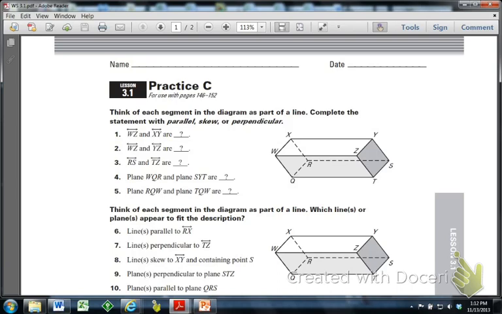So as I look at number 2, it says WZ and YZ are what? So I look at WZ. I might even draw a line like that and look at YZ. Looks to me like those are parallel, perpendicular, or skew. I'm going to say perpendicular. So that's what I'm going to do right there for that one. There's not any more work for me to do on that kind of problem.